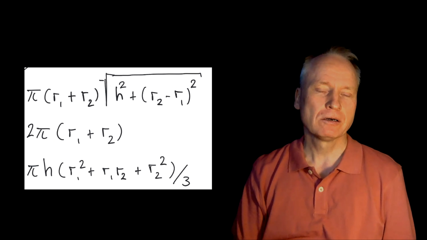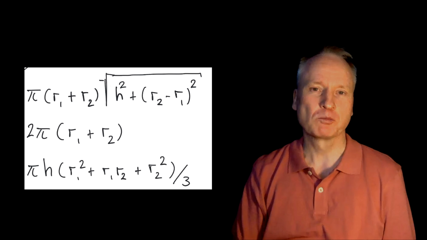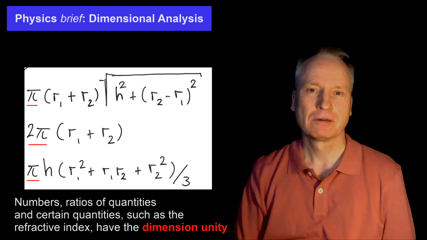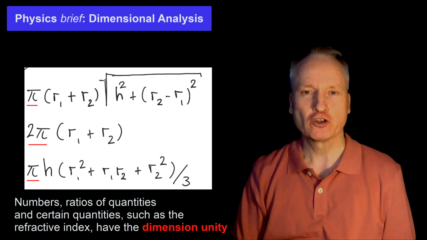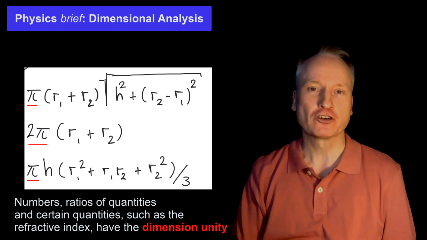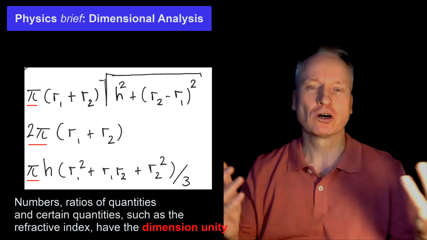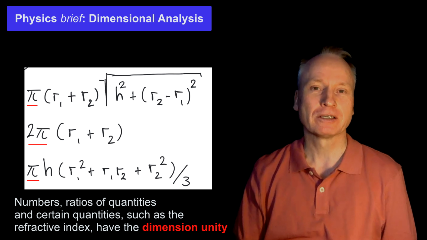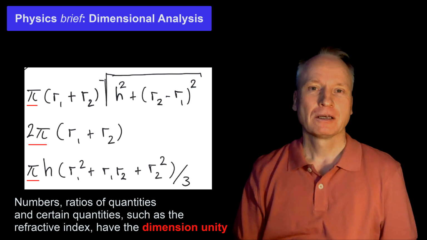You may wonder what dimension the factors 2 pi or pi have. They are numbers and have the dimension unity. Some quantities in physics also have the dimension unity. They do not have a unit. We call that dimension unity. Typical examples are ratios of quantities.